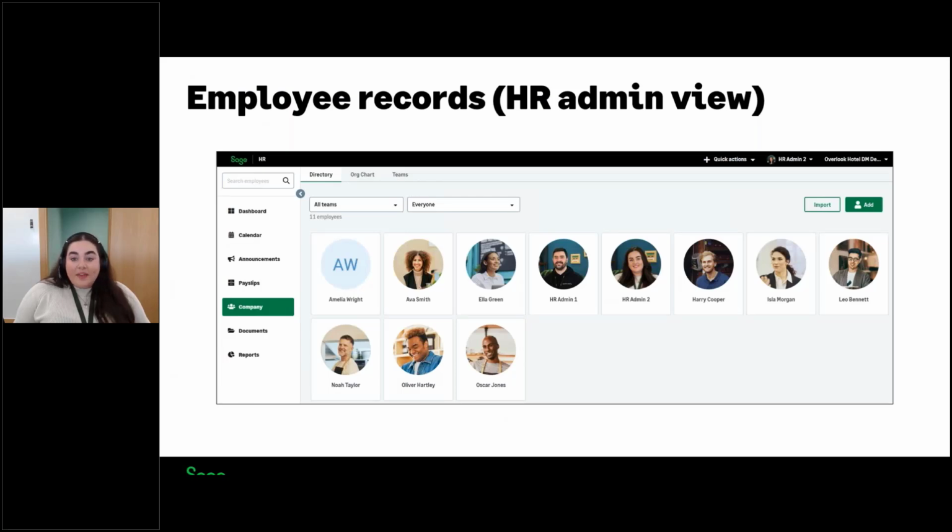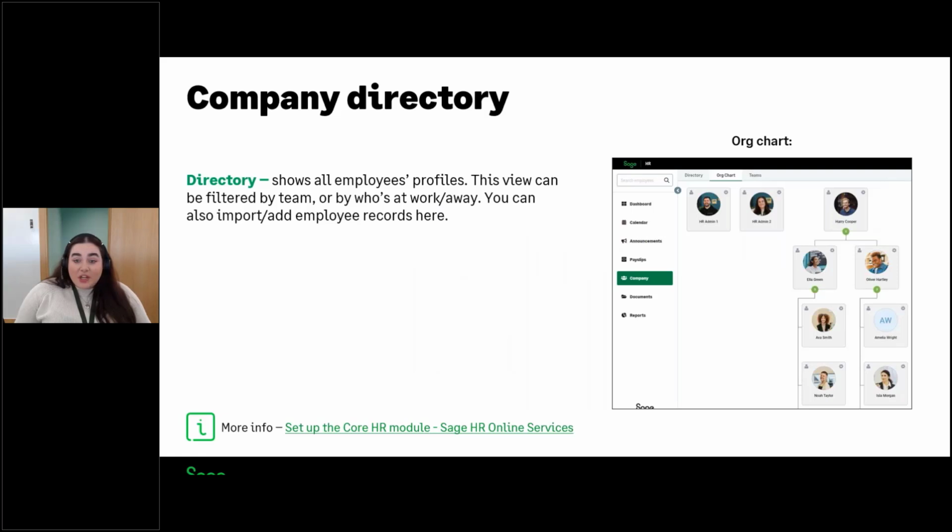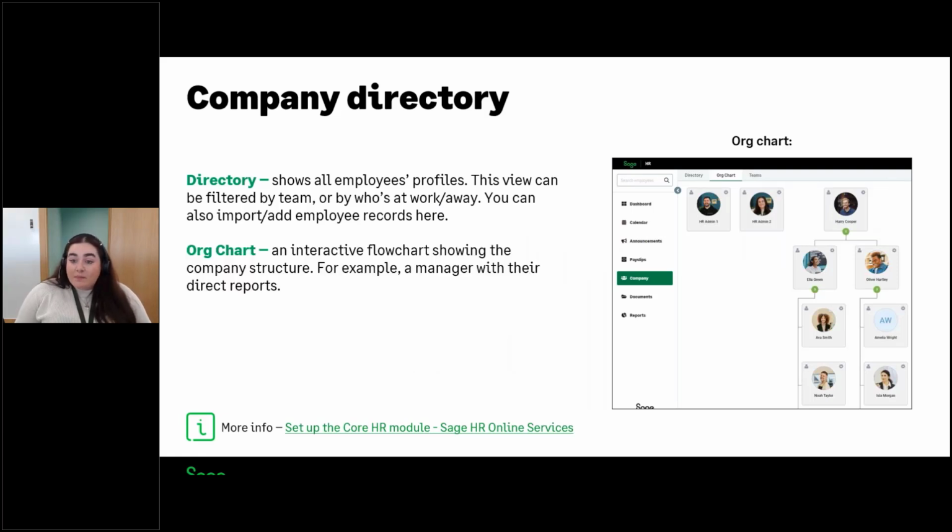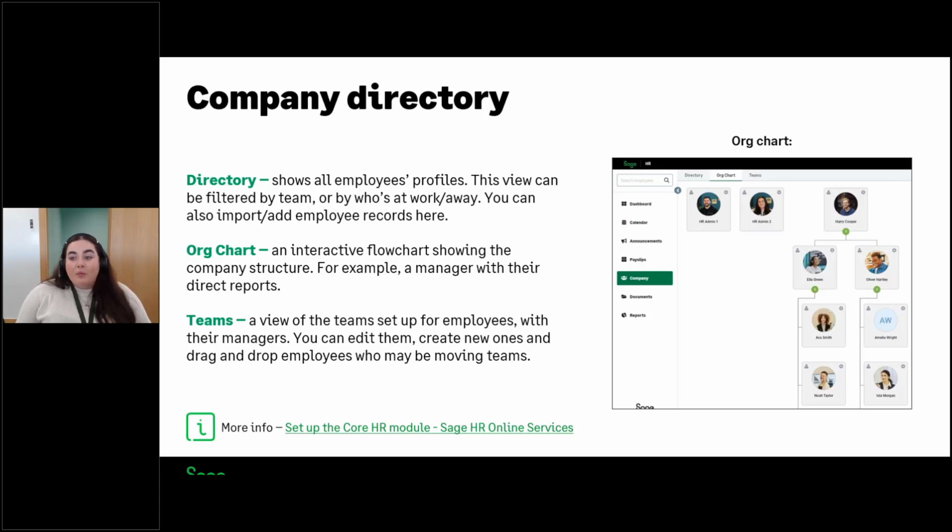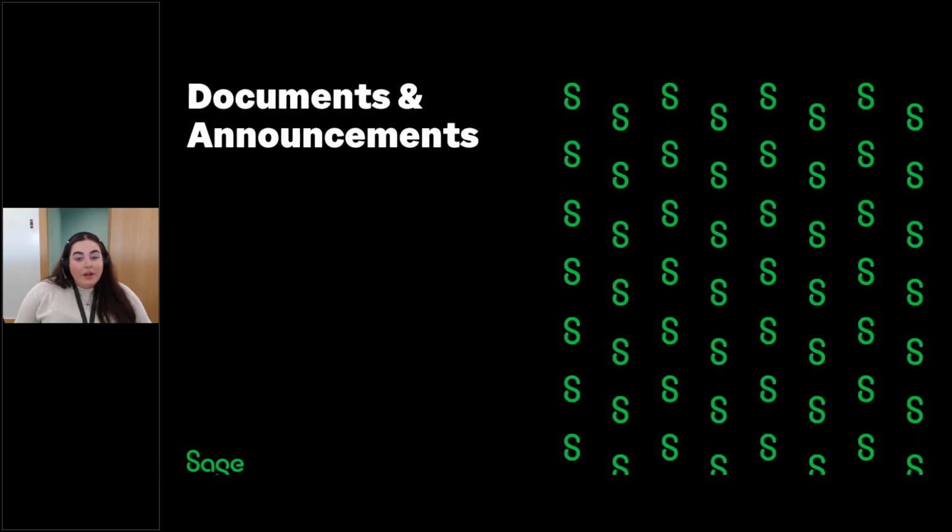But that was a look at the employee records and the company directory too, in which you can view your company via the directory, the org chart, or the teams tab. So they're each going to show a different view of the company structure. But that does bring us nicely onto the next section of the webinar, where we're going to be looking at the document storage and the announcements features too.